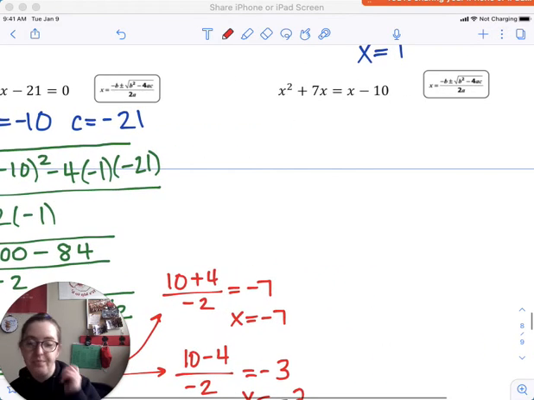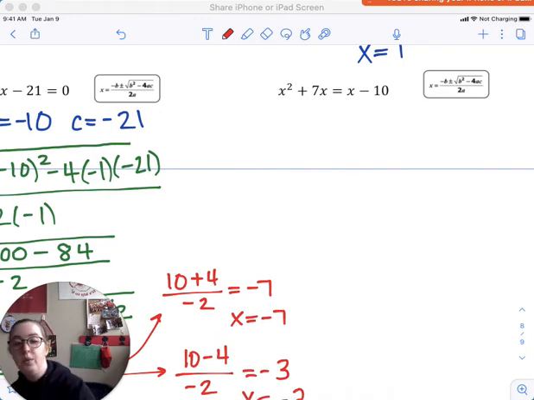Good deal. Over here, we want to get our equation equal to 0. So I'm going to go ahead and move my x and my -10 over to the other side. To do that, I'm going to subtract x on both sides, and I'm also going to add 10 to both sides.